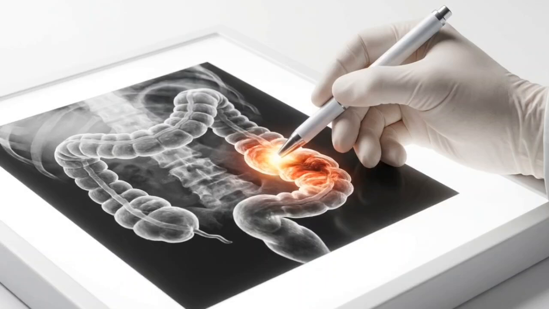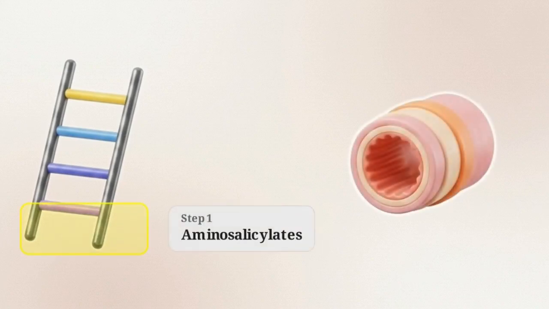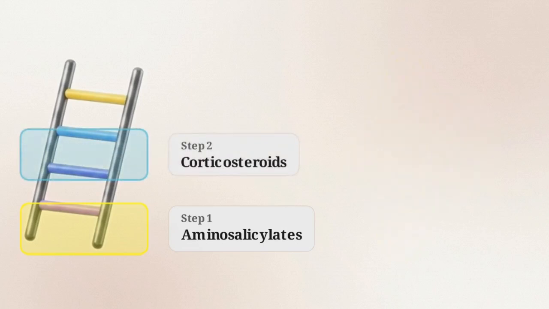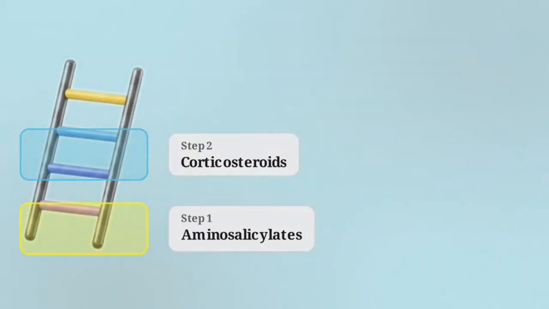Once diagnosed, medical management centers on a single strategy, halting the abnormal immune cascade before irreversible structural damage occurs. We illustrate this approach as a pharmacological ladder. Step 1, used for mild to moderate cases, relies on aminosalicylates. These are localized anti-inflammatory drugs that act directly on the mucosal surface of the GI tract. If a patient experiences an acute flare, we move up to Step 2, corticosteroids. These act as a blunt force tool to rapidly suppress systemic inflammation and quiet the entire immune response.